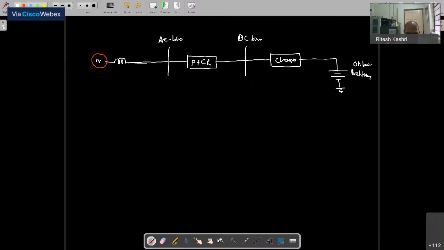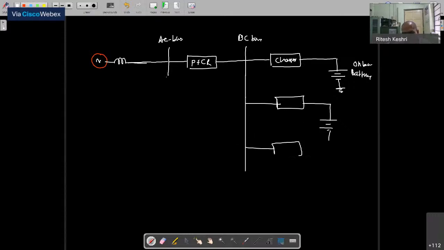No need to explain the same thing again, we have discussed this. Let's say multiple vehicles are getting charged here. Let me make it 3. So what will happen? If you want to charge more and more vehicles, you are going to use more and more energy from the grid.